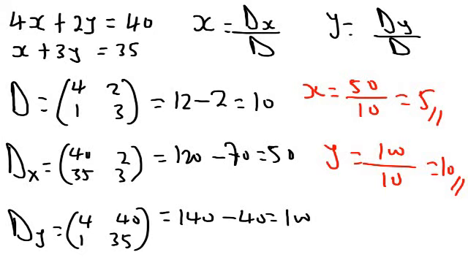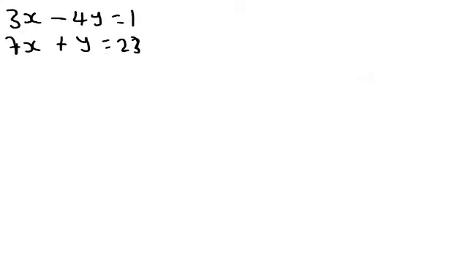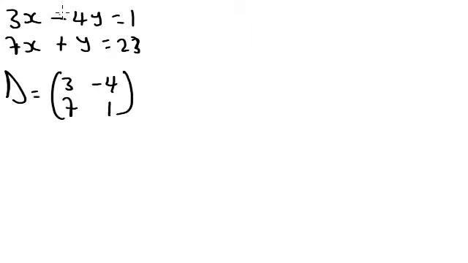Example 2. So feel free to pause the video and try this question out yourself. Don't forget, practice makes perfect. So now let's proceed. Just like before, let's determine the matrix D first. So that will consist of the coefficients of those variables, and that will be 3, negative 4, 7, and 1. You notice that the coefficient of y right here is negative 4, and the coefficient of y right here is positive 1, and that is why we have it this way.